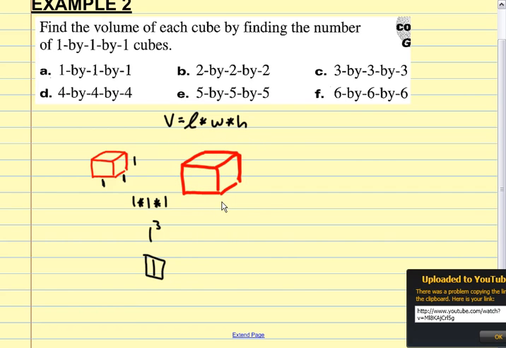Okay. This is B. It's 2 by 2 by 2. How can I write its volume? Daniel? 2 times 2 times 2. But how can I write that simpler? Don't simplify it yet. Does anybody know what I'm talking about? How can I write this in a shorter way? Barrett?